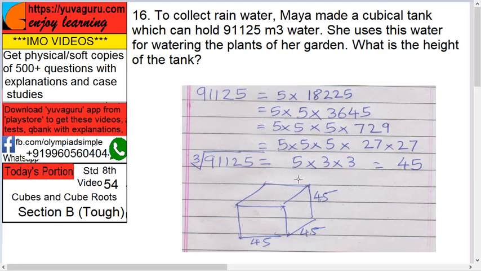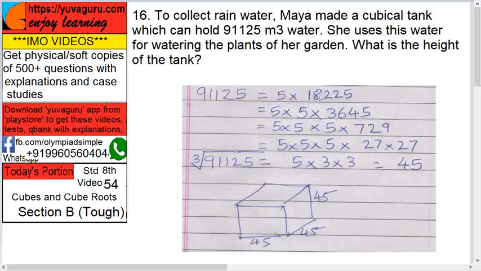This is a box, and this is known as the volume: the total amount of water that can be stored. So this much water can be stored, 91,125. What we want is the height. One thing to note is that whether it is height, length or breadth, it's a cubical tank, so all three would be the same, right? So we basically want the cube root of this.